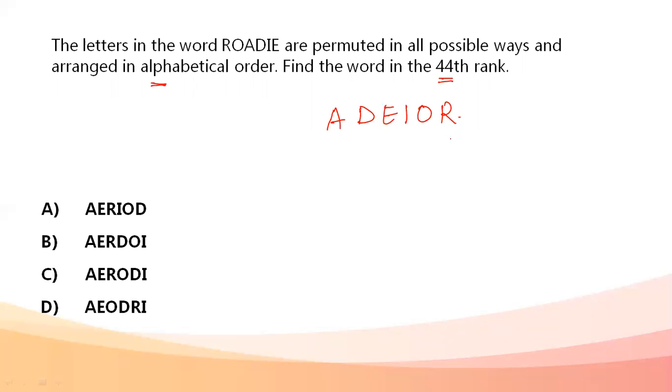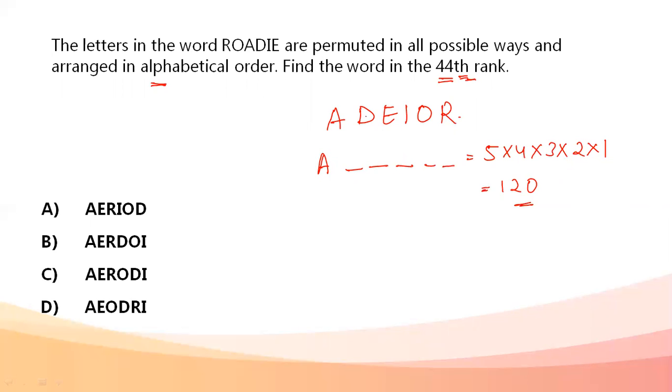To calculate the rank, let's calculate the number of words which will start with A first. Beginning with A, the remaining 5 positions give 5 into 4 into 3 into 2 into 1, that is 120 arrangements that will have A only at the beginning. So the 44th rank is obviously going to fall in this window only. So I know the word at the 44th rank is going to begin with A only.